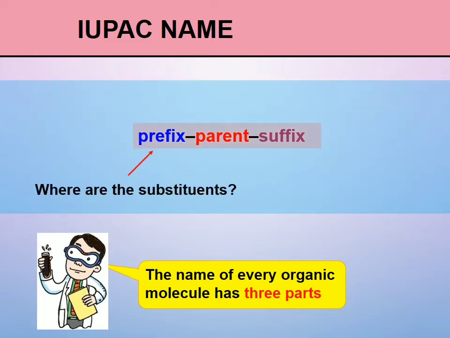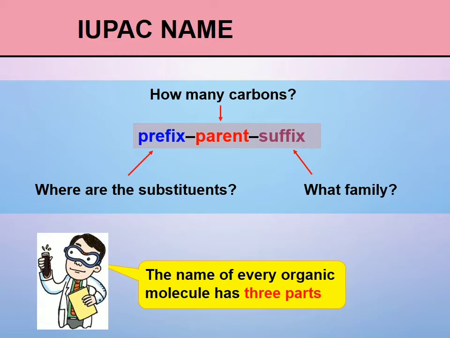So prefix normally refers to the substituents and where is the location of the substituents. And parent tells us the number of carbon. And suffix tells us which family the organic compound belongs to.